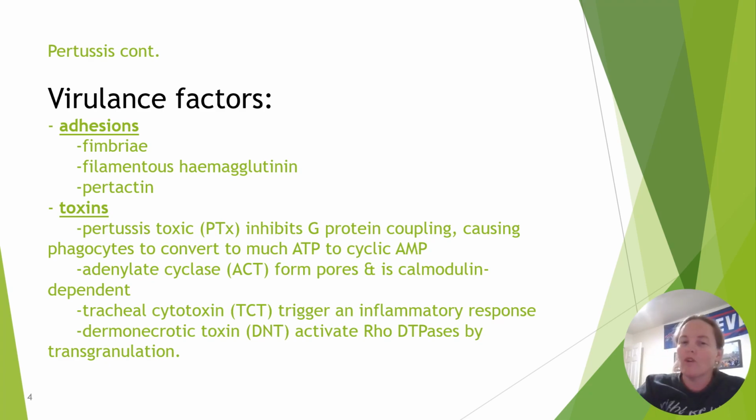The virulence factors, sorry if I mispronounced that, would be adhesins and toxins. Some of those toxins would be the pertussis toxin, which inhibits that G protein coupling and causes the phagocytes to convert too much ATP to cyclic AMP.